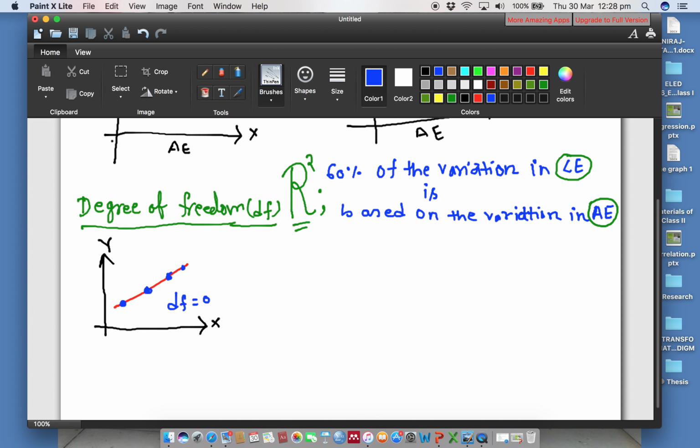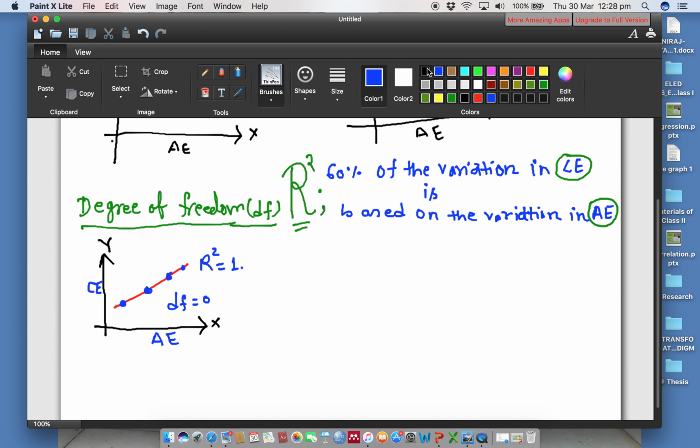What is the meaning of degree of freedom? And in such a case, R square is equal to 1, a strong relationship, or we can say 100% of the variation in cognitive engagement is based on the variation in affective engagement.